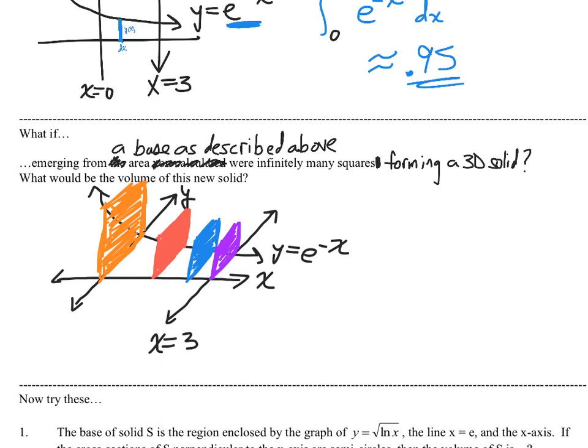All right, so what we're going to do, well, I'm going to get rid of all that crap. And I'm just going to focus on one of the squares. I'll go back to the red one. All right. If I could find an expression that represents the area of an arbitrary square over the interval, then all I have to do is integrate it from the beginning of the interval to the end of the interval, and I'll have the volume of the solid.